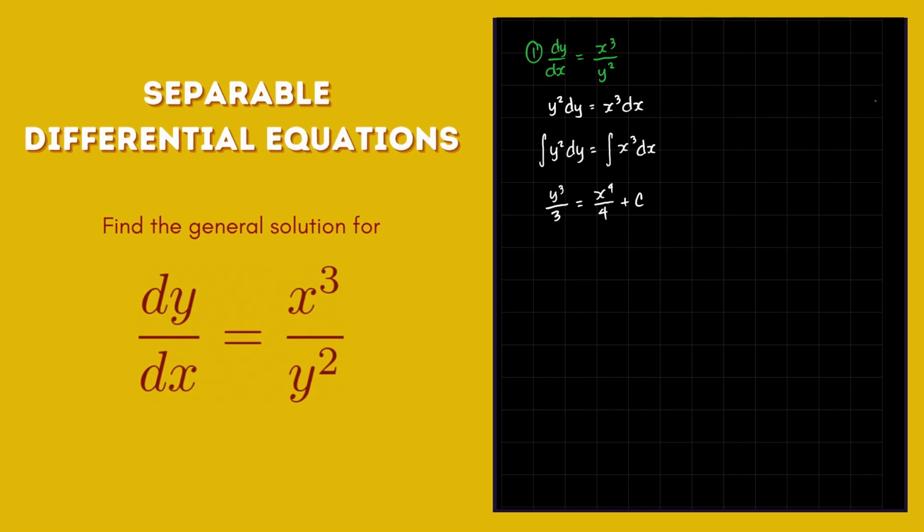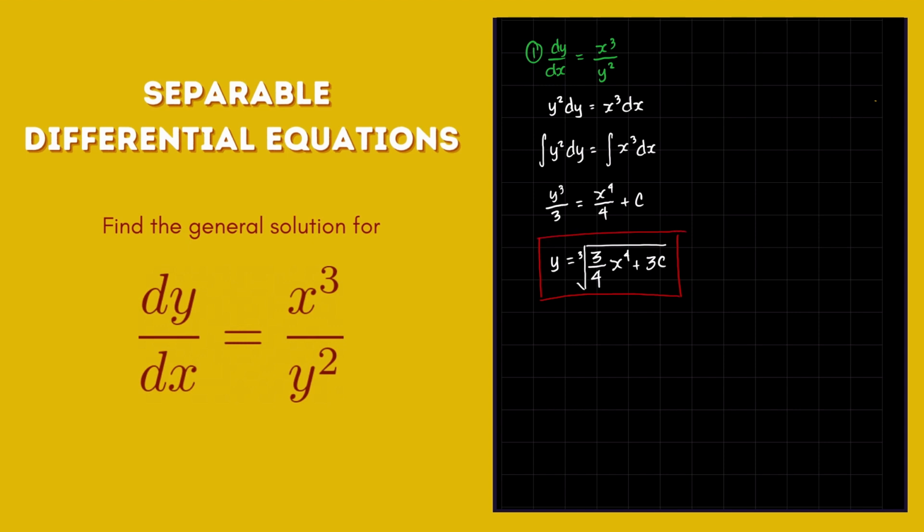Now, bakit yung plus c nasa isang side lang? Eh di ba dapat pareho silang may plus c? Well, kung anumang constant yung lalabas sa kaliwa, pwede mo na siyang isama dun sa constant na lalabas sa kanan para isang constant na lang yung dinidil natin. Multiplying both sides by 3, we'll get y cubed is equal to 3 over 4 times x to the fourth plus 3c, or y is equal to the cube root of the quantity 3 over 4 times x to the fourth plus 3 times c. And we could box this as our final answer.